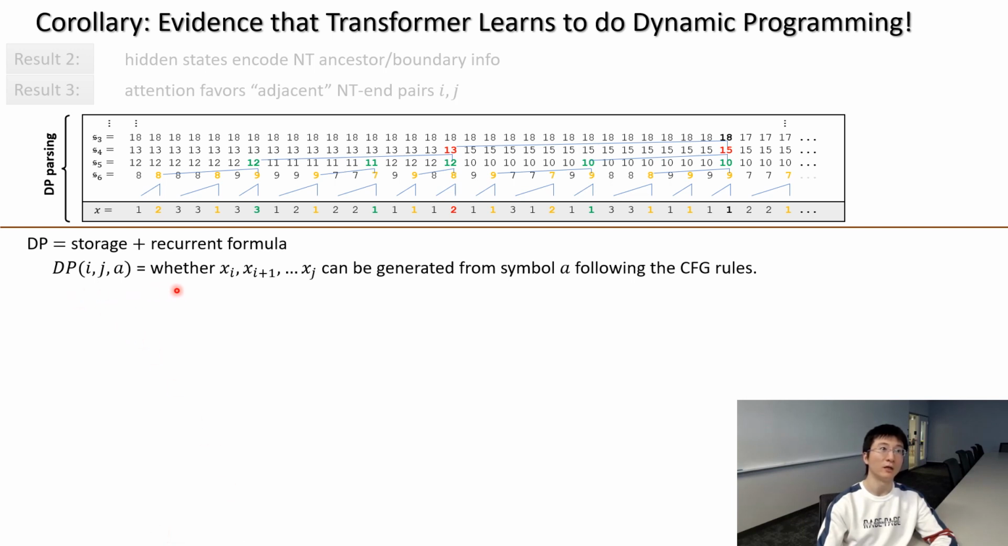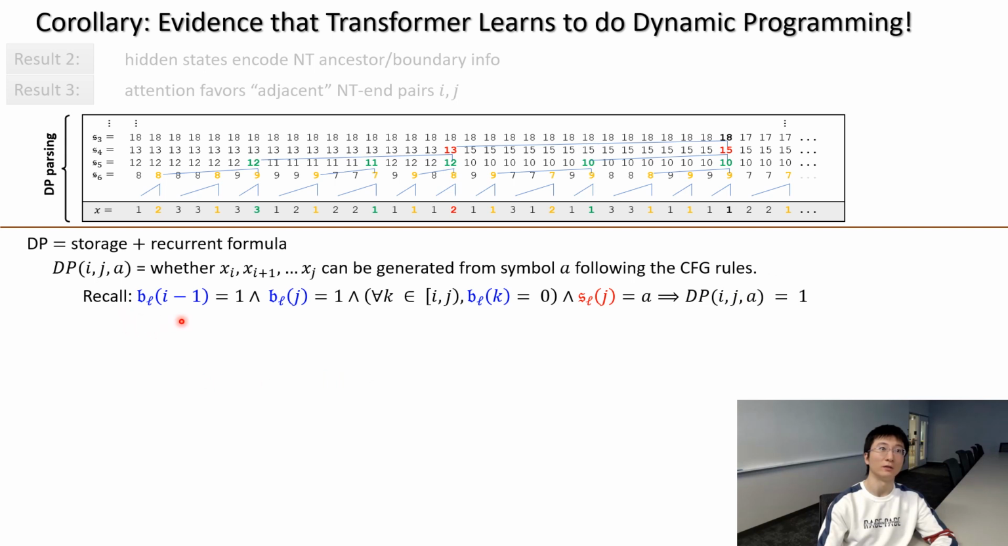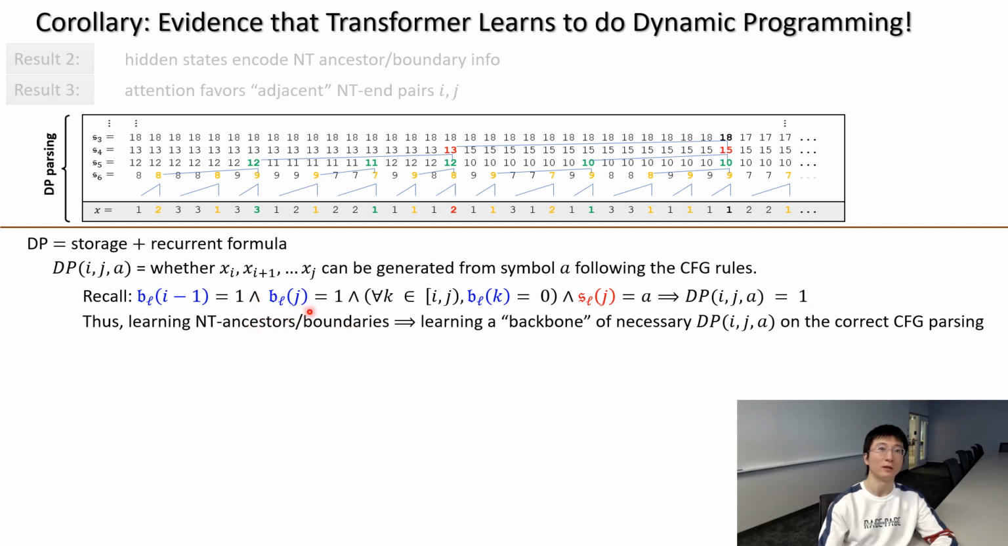For the storage part, in today's talk, I can use the following: the DP(i,j,a). It can be a 0, 1 value representing whether or not x_i until x_j can be generated from a symbol A following the CFG rules. And remember, I showed you this sufficient condition for the DP(i,j,a)'s to be 1. I told you a few slides back that if I can show you that the transformer can learn such ancestor and boundary information, that means the transformer actually learns a backbone of the necessary DP(i,j,a)'s on the correct CFG parsing. So for instance, this one and this one and that one are on the correct CFG parsing, and they are actually learned by the transformer.